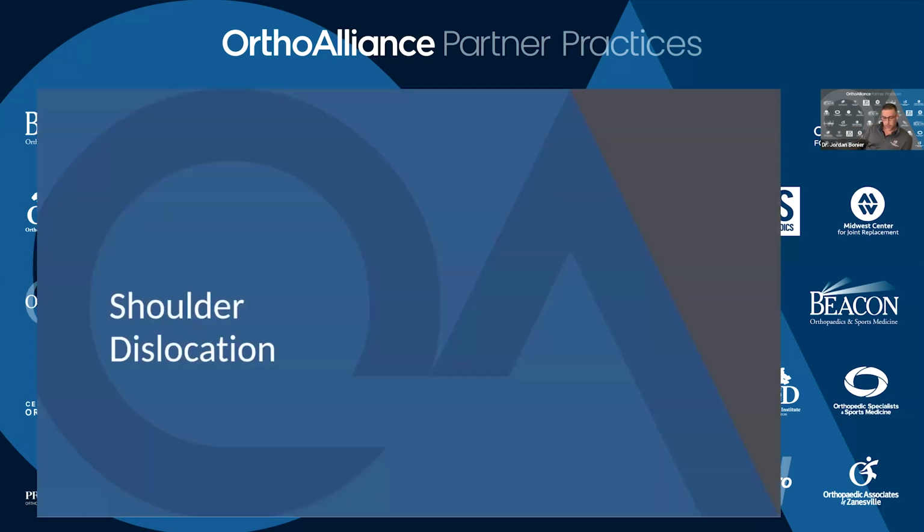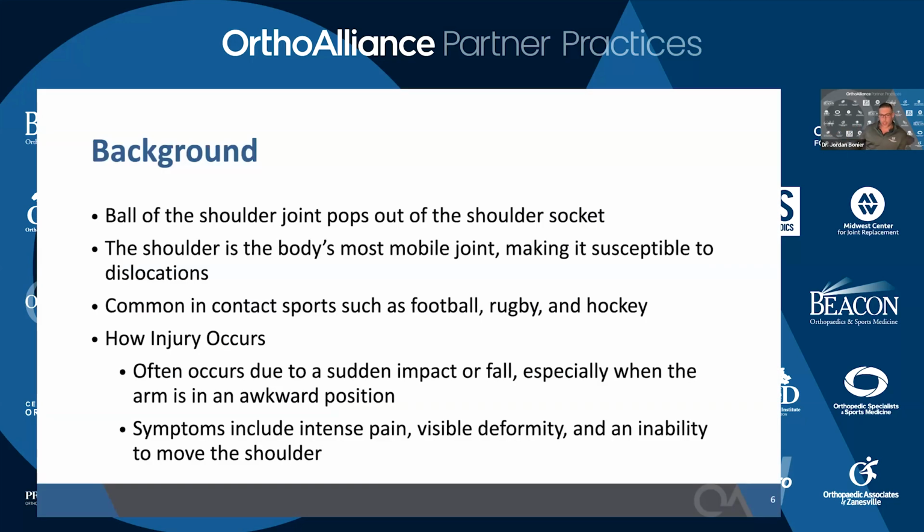Shoulder dislocation. So this is essentially the ball of the shoulder joint pops out of the shoulder socket. And so because the shoulder is the body's most mobile joint, it makes it more susceptible to dislocations than other joints in our body that are more of the hinge type joints, like the knee and the elbow. So, because of its greater range of motion, it's more susceptible to dislocation.